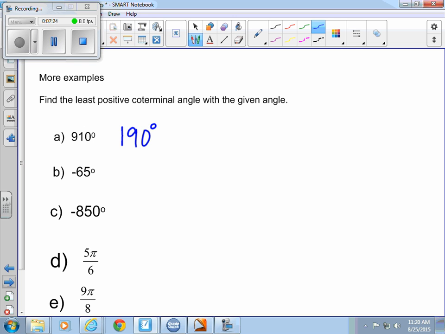So how would I make negative 65 degrees the least positive coterminal? Add 360. What about negative 850? 130. How do you do that? Add 360 until you get to a positive number, which would be 3 times, right? And what did you say you got?